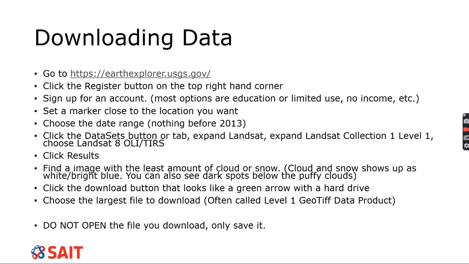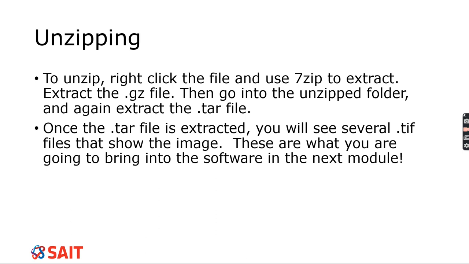Then you're going to click a download button that looks like a little green arrow with a hard drive. You're going to choose the largest file to download. It's likely going to be a GeoTIFF that shows up as a data product. When you download it, you can't open it because it's zipped, so you have to unzip it. For our class, we're going to unzip using 7-zip. You're going to extract the .gz file, and then unzip it in the folder there, and then you have to do the same thing with the .tar file. So you have to unzip this twice. They're big files, so that's why they zip them twice.